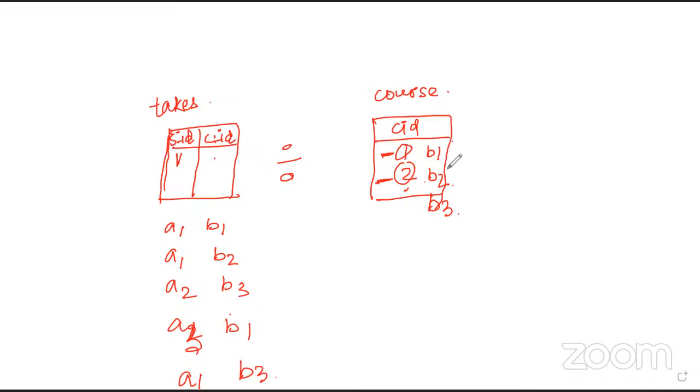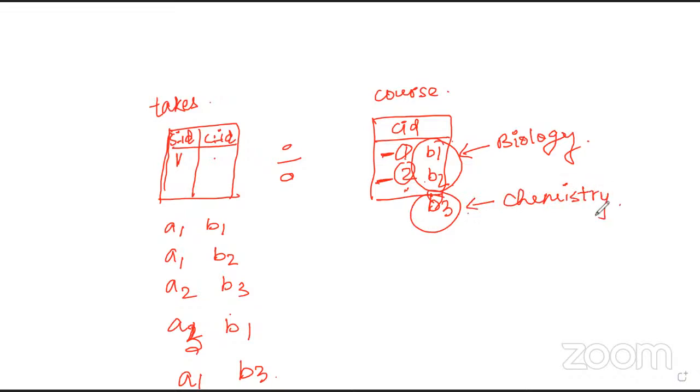Suppose, let me tell you that also. Suppose these two courses are offered by the biological department, and this is offered by the chemistry department. So find the students who took all the courses offered by the biological department. That is B1 and B2, right? So "all" also comes in that situation.